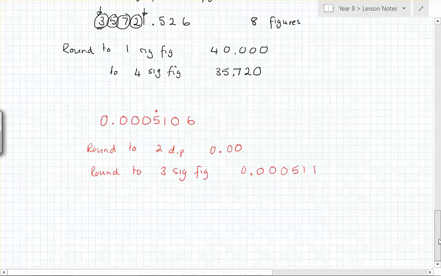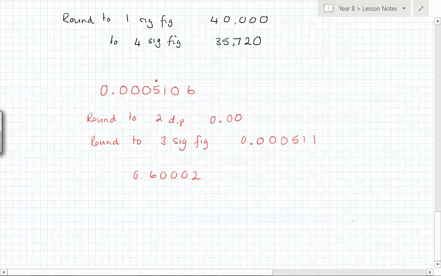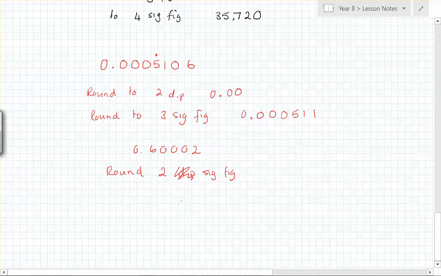Just one more, just to check. 0.60002. If I were to ask you to round this number to 2 significant figures, what would you go for? 0.62. I know why you've done it, but it's not correct. 0.60.